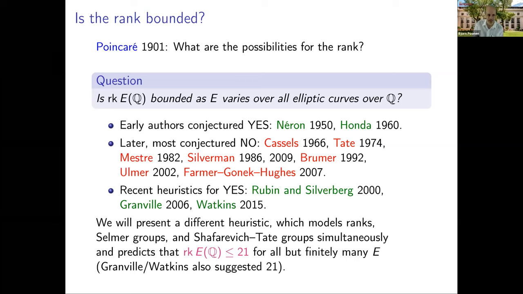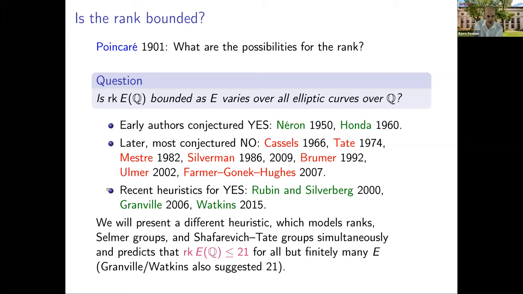I think some of these people actually did have other good reasons to believe it was unbounded. People started using computers to investigate the question. They started finding elliptic curves of higher and higher rank, and every year it seemed there would be a new record, so it seemed to be going up. And also it was shown in the function field case that the rank could be arbitrarily large.